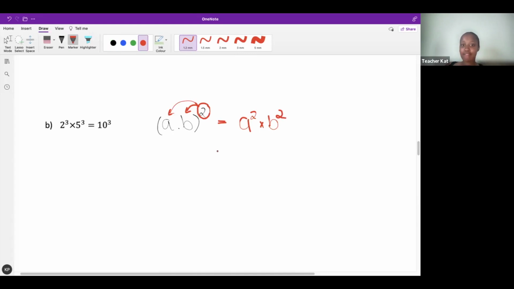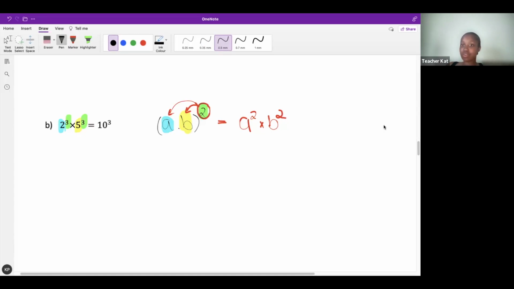Let's look at what we have. This is law number 4 going backwards. So we have 2 different bases, just as we do here. We have an A and a B, but we have the same exponent. Do you guys see that? So this question started off over here, except this time my exponent was a 3.